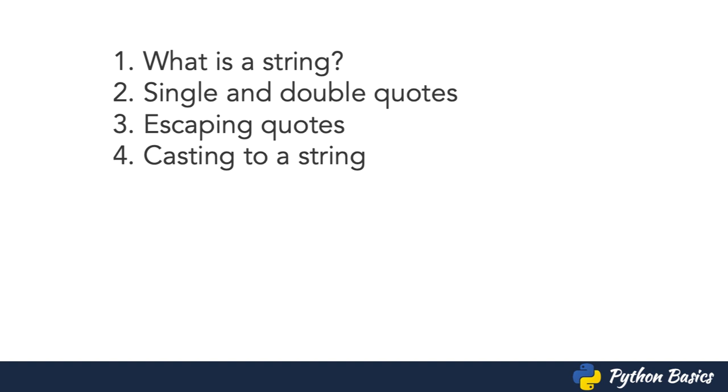In this video we're going to have a look at what a string is, which we've already had a little bit of a look at, but we'll look at that in a bit more detail. We'll explore the difference between single and double quoted strings. We'll talk about escaping quotes, which is important to know about when at times you have a combination of single and double quotes for different reasons. And then we'll also talk about casting to a string. So we've mentioned casting previously, how you can change the type of a variable. Very important when we're working with strings to know about casting.